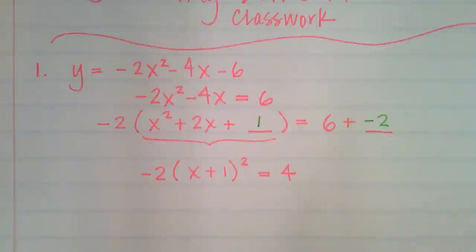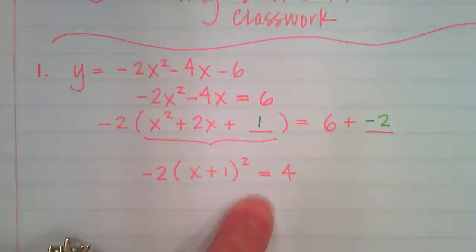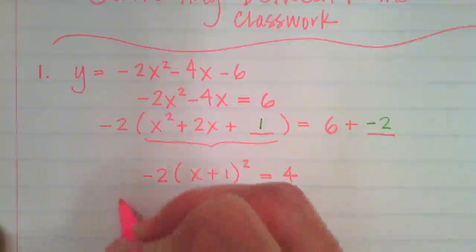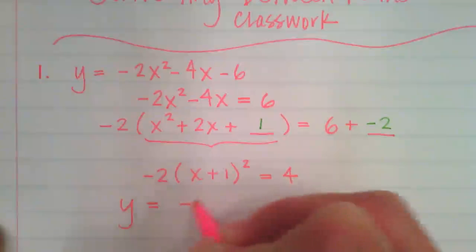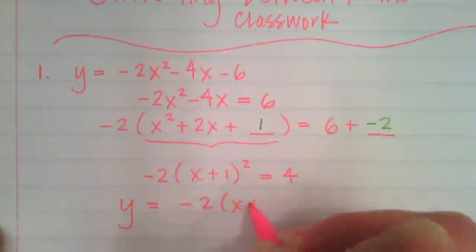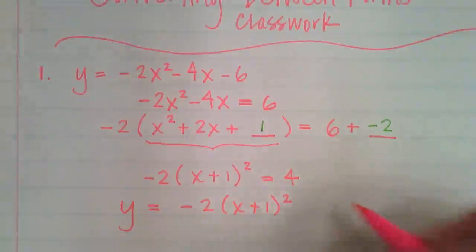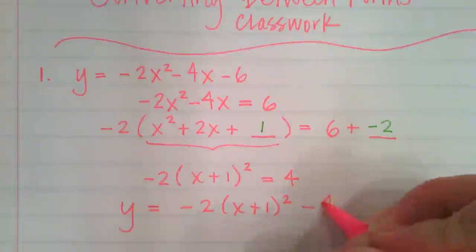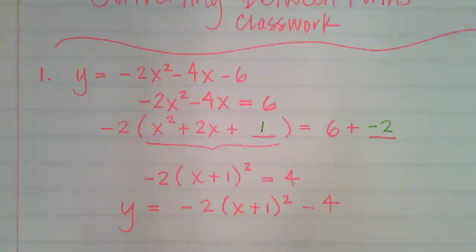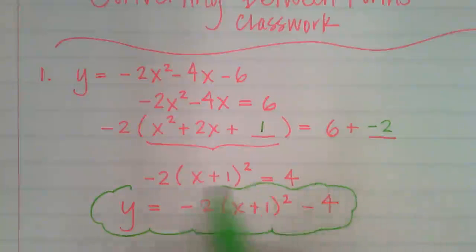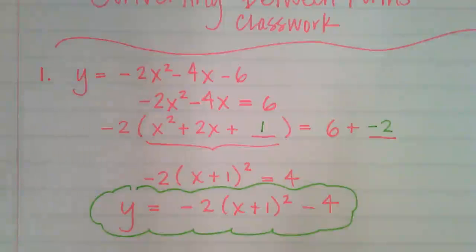And now we're going to stop. So we're not completing the square. We're not solving for x. We just wanted to change it into vertex form, which is what we have now. So our final answer is just going to be our completing the square left side. And then we're going to bring that 4 back over. So subtract 4 from both sides. So this is vertex form for number 1.